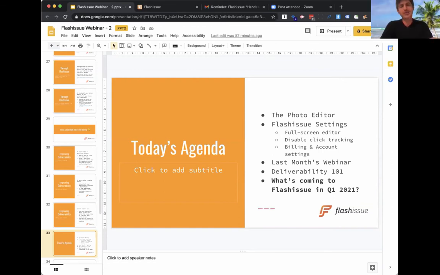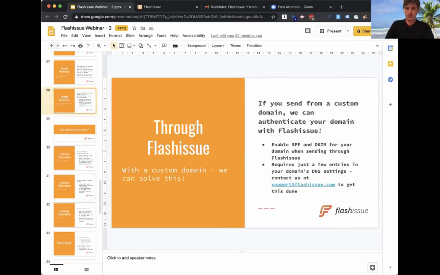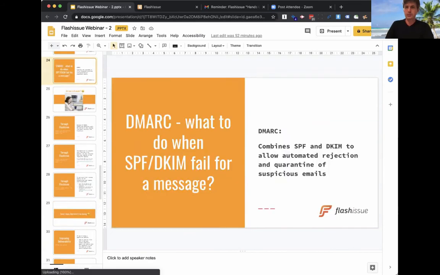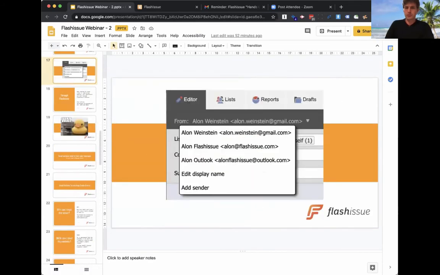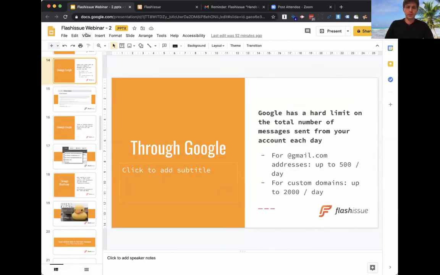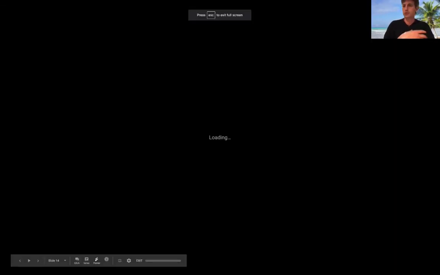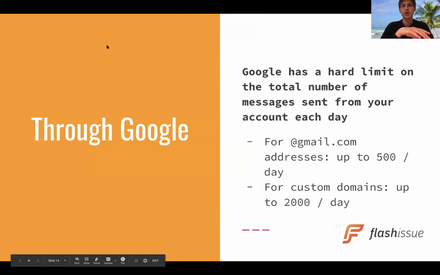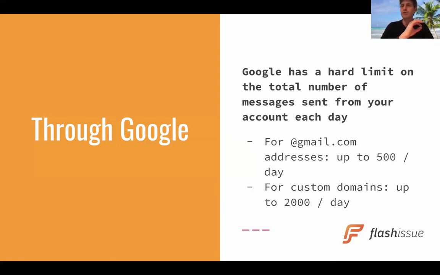So when I say a big list, let me just jump back to that slide over there. Basically, Google, not Flashissue, Google has a limit on a gmail.com address. For a gmail.com address, you can only send up to 500 emails a day. So if your list has more than 500 recipients in it, then we cannot deliver it through a gmail.com address. We have to deliver it through Flashissue.